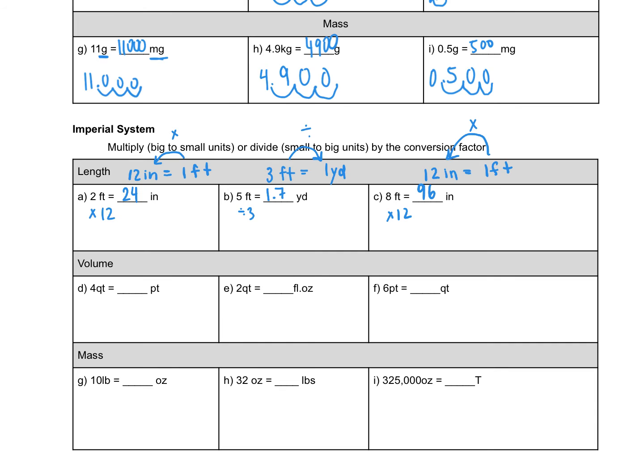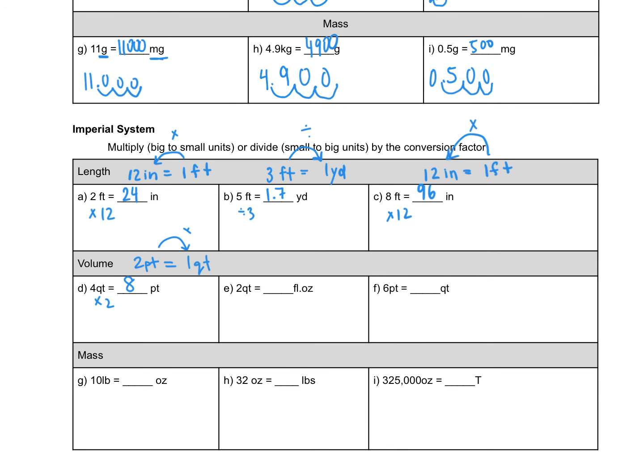Next, let's look at some volume. Quarts and pints. So when I look at my conversion sheet here, I see that 2 pints equals 1 quart. I have 4 quarts. Each one is 2 pints. So I'm pretty much adding 2 4 times, or I'll just do 4 times 2 to get 8.